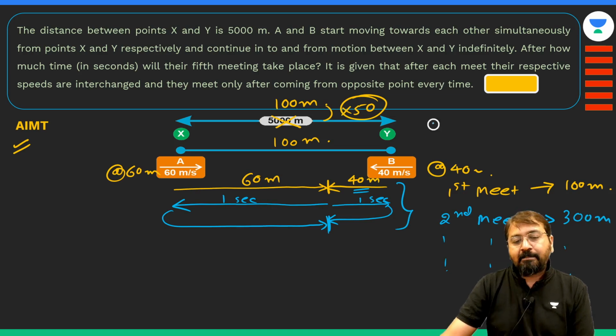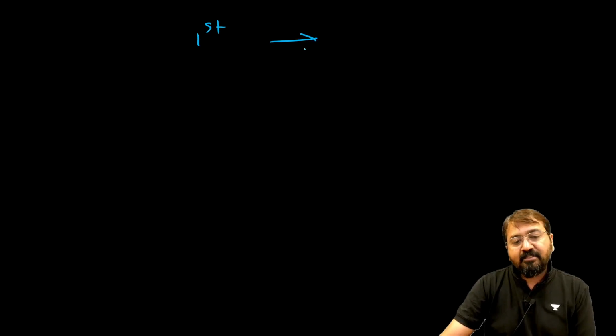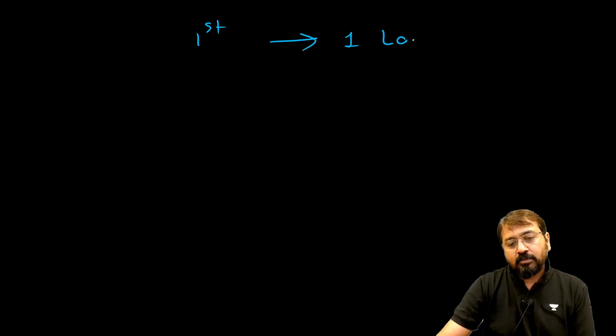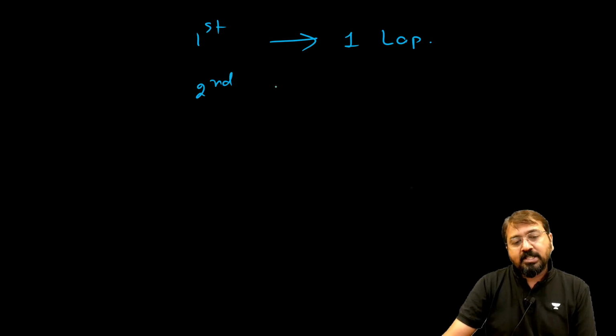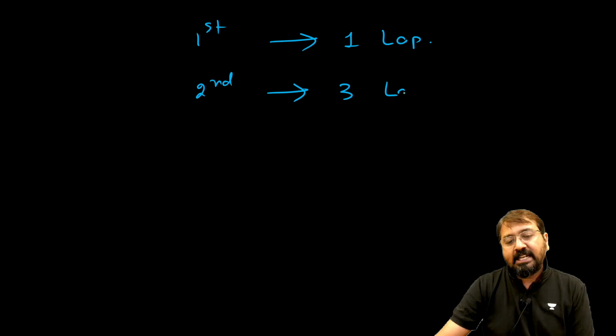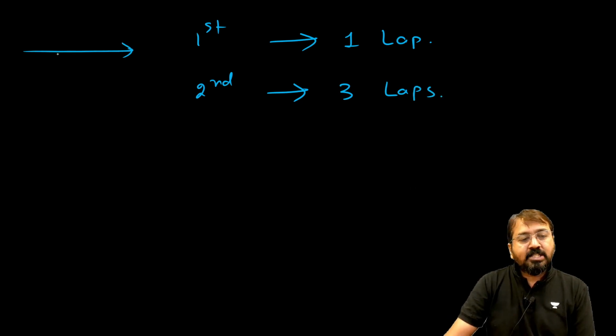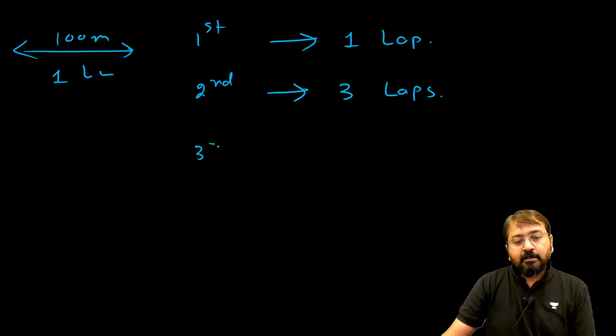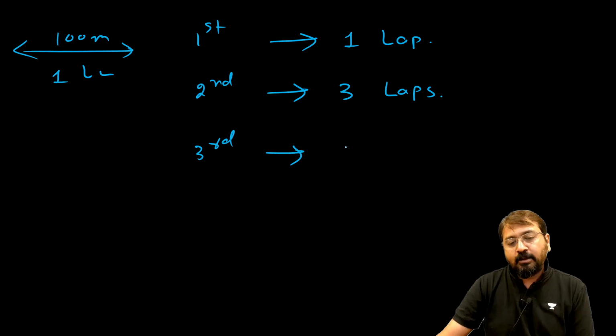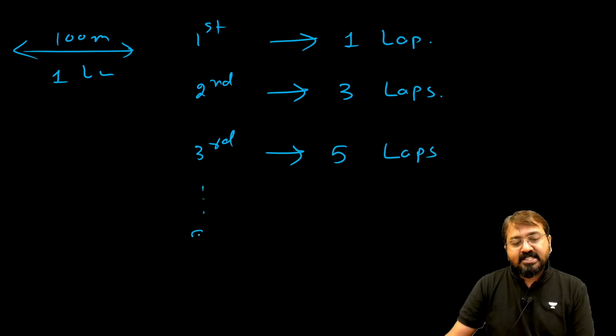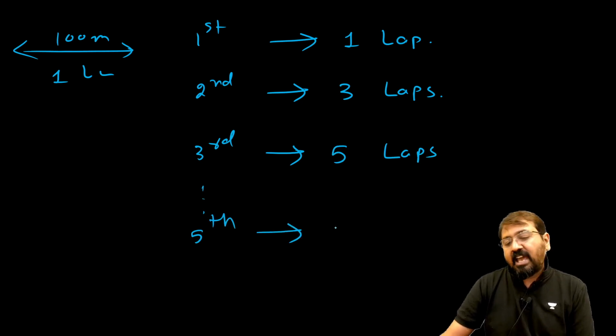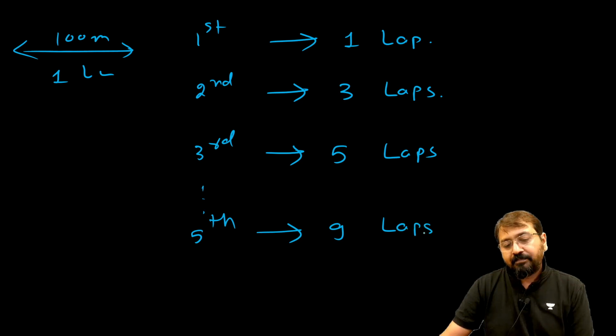So let me just explain this way. The first meet happens when they have covered 1 lap together. The second meet happens when they have covered a distance equal to 3 laps. 1 lap means this 100 meters. The third meet will happen when 2 more laps are added, that is, they have together covered a distance equal to 5 laps. So similarly, can I say the fifth meeting will happen when they have covered a distance equal to 9 laps? That is 900 meters. Yes.